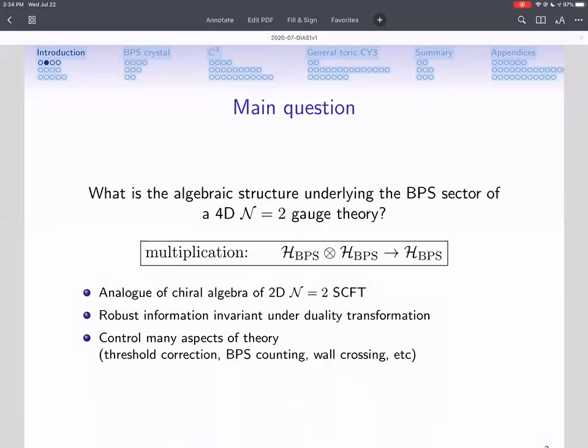The bigger context of this work is the following. The main question we want to ask is: what is the algebraic structure underlying the BPS sector of 4D N=2 gauge theory? The elements of this algebra are the states in the BPS sector, and the multiplication is given by the fusion of two BPS states into a bigger BPS state. This BPS algebra is the analog of the chiral algebra of the chiral primaries in the 2D N=2 CFT. The reason we're interested in this BPS algebra is that it contains very robust information about the theory, and it should be invariant under certain duality transformations. Namely, two theories that are related by some duality transformations should have the same BPS algebra. Naturally it will also contain many aspects of the theory, for example the threshold corrections, the BPS counting, and the wall crossing, etc.